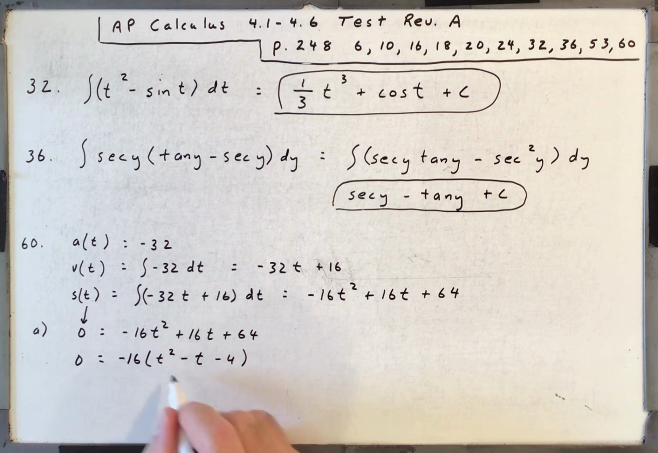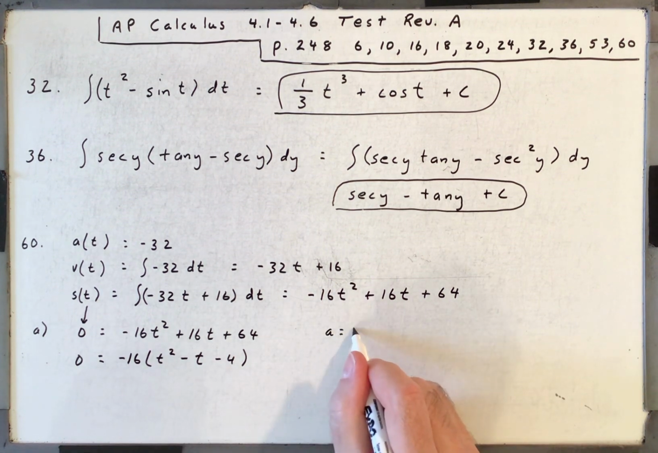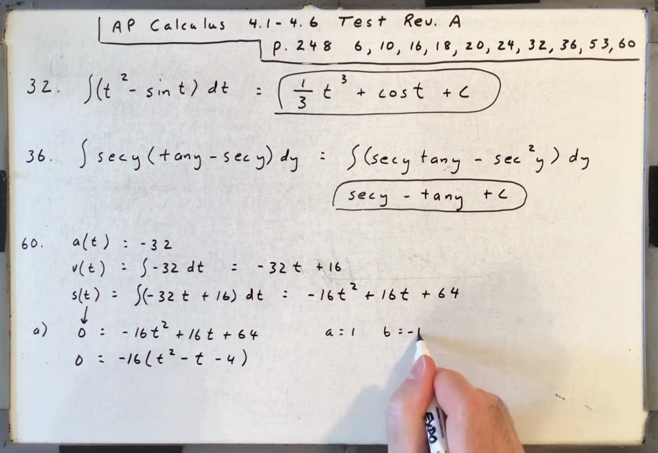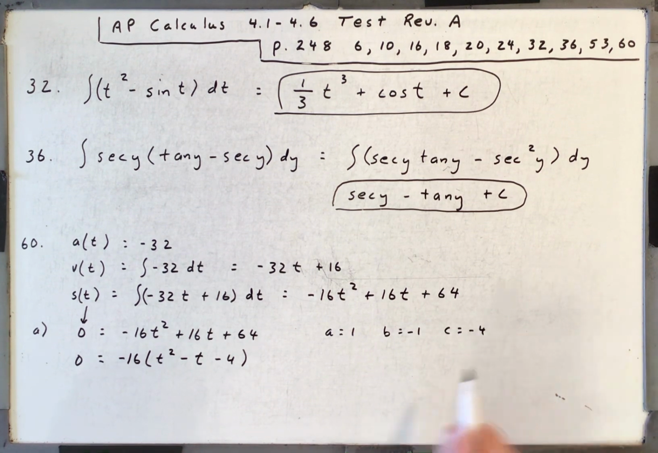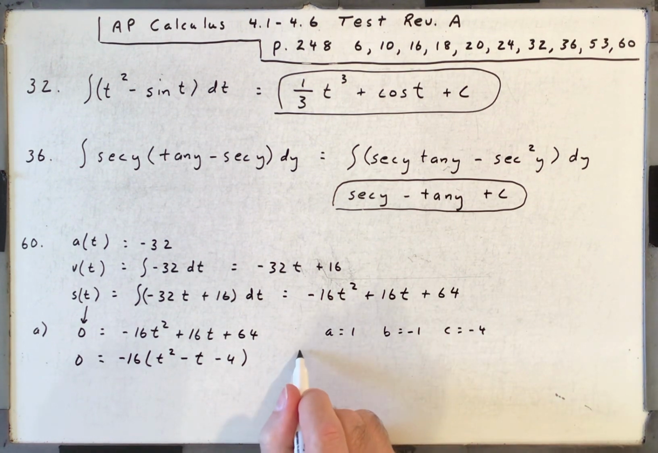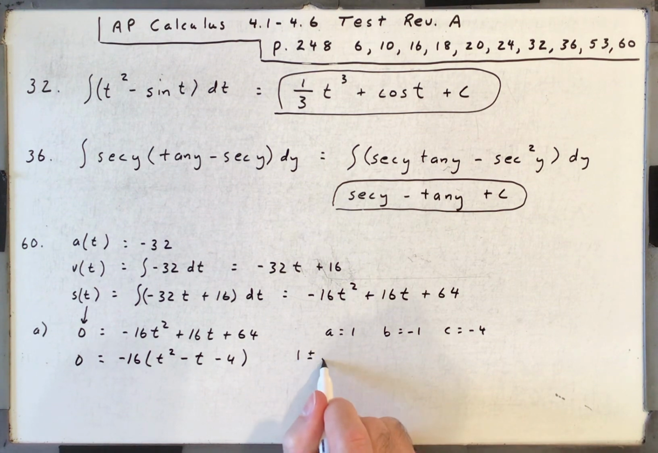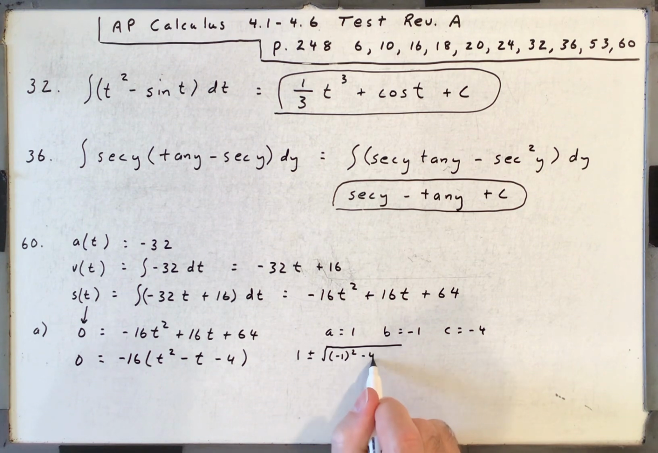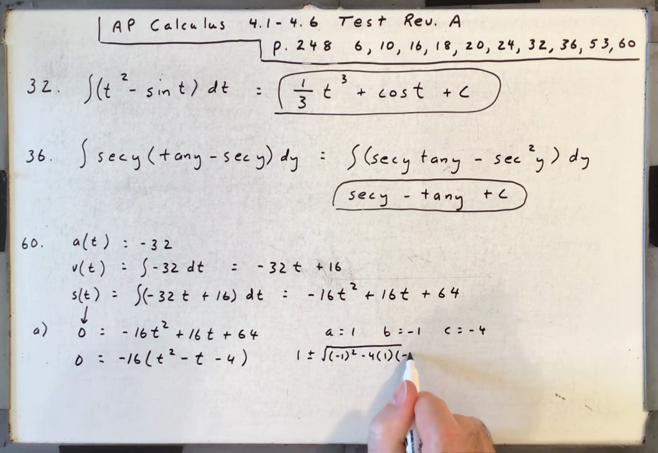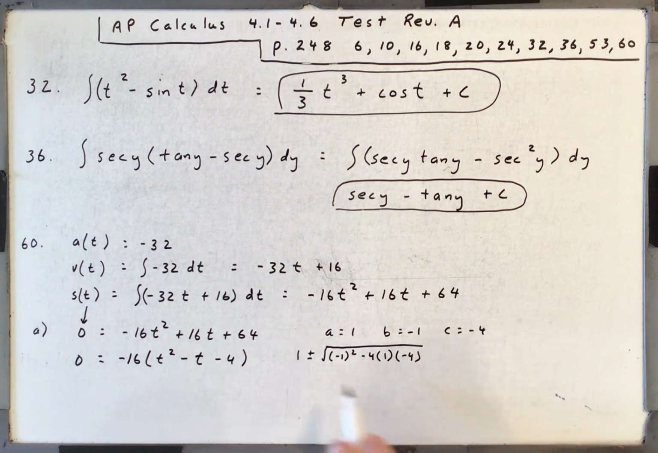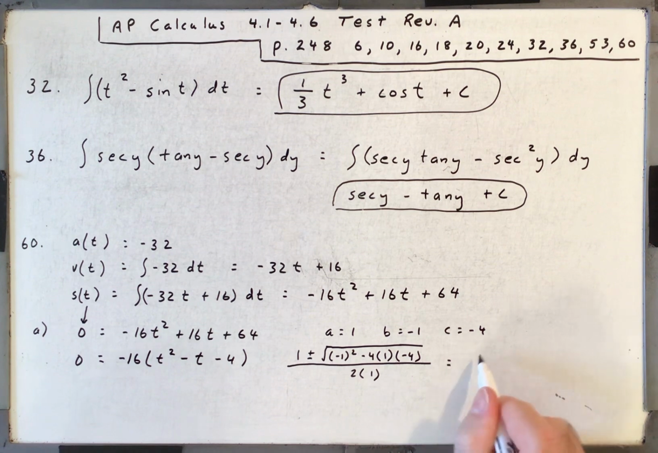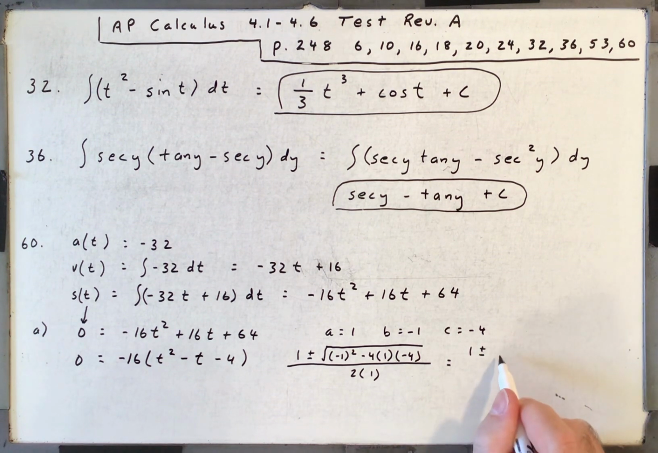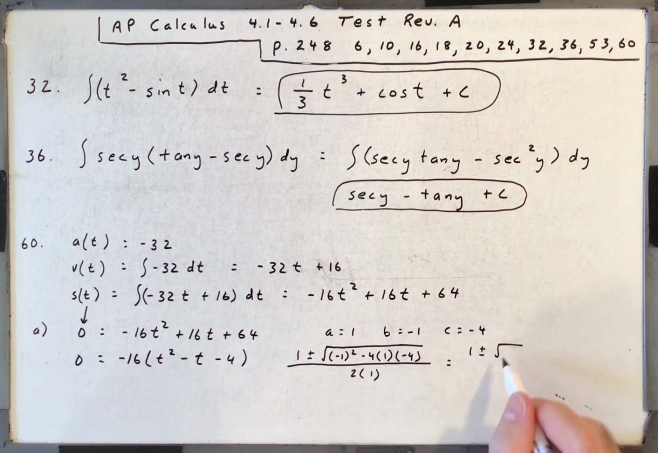So let's use the quadratic formula. A would be 1, B is negative 1, C is negative 4. So I would have negative B, which would be just 1, plus or minus the square root of negative 1 squared minus 4 times 1 times negative 4. You will need to know the quadratic formula for the test. All over 2 times 1. So that's 1 plus or minus the square root of 1 plus 16, square root of 17, over 2.